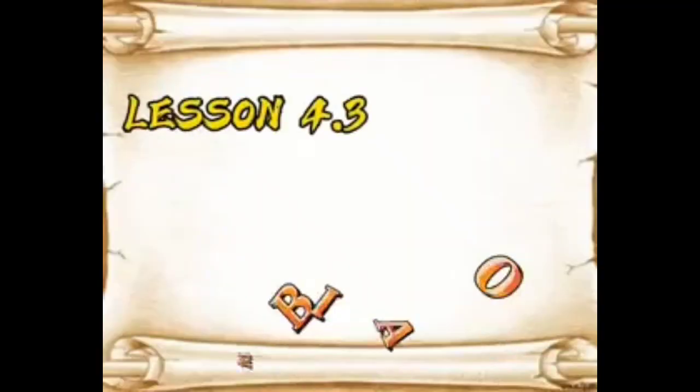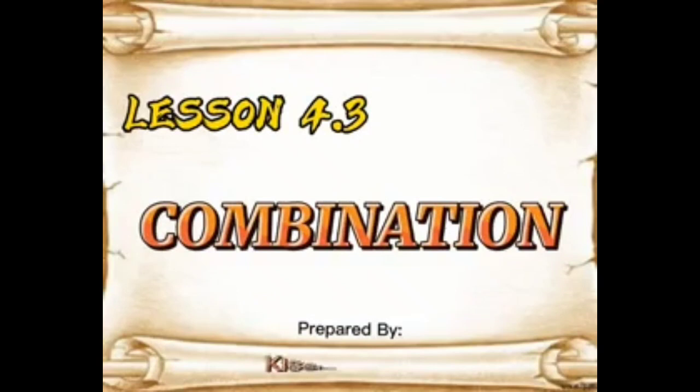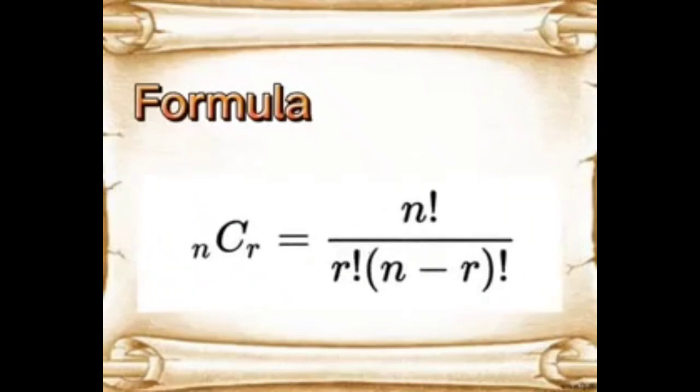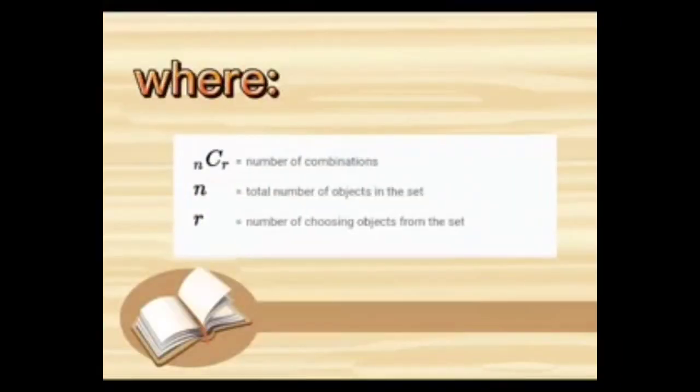Good morning, everyone. Today we will discuss lesson 4.3, which is combination. So, what is combination? Combination is an arrangement of objects or things without reference to the order in which they are arranged. The number of possible combinations of R objects from a collection of n objects is given by the formula where n equals the total number of objects in the set, and R equals the number of objects chosen from the set. We come now to exercise 4.3.